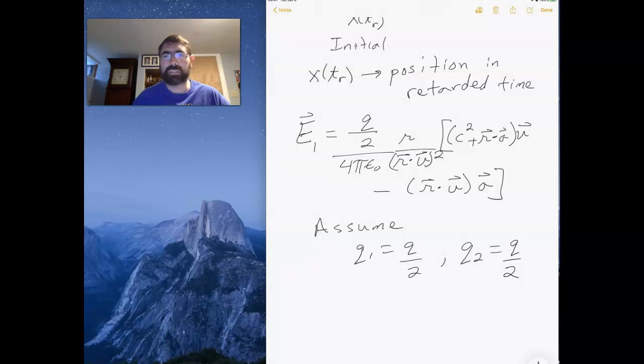Okay, so I'm going to continue this discussion in the next lecture. So we'll stop right here, and then we'll pick up and see where we can go from the electric field to the actual force in the radiation reaction.